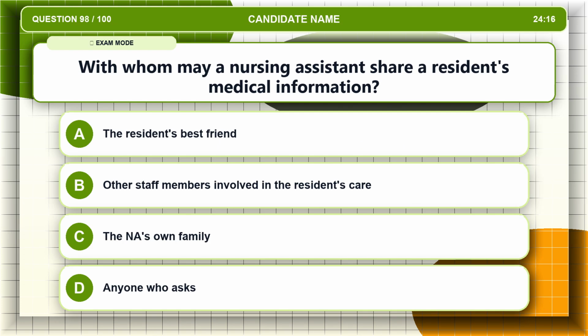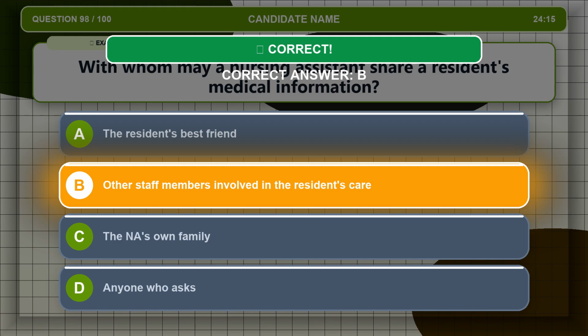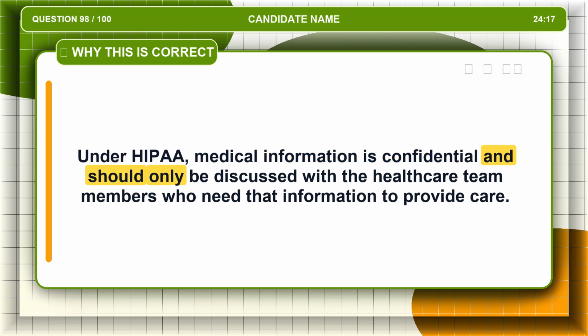Question 98. With whom may a nursing assistant share a resident's medical information? Option A, the resident's best friend. Option B, other staff members involved in the resident's care. Option C, the NA's own family. Option D, anyone who asks. The correct answer is option B, other staff members involved in the resident's care. Under HIPAA, medical information is confidential and should only be discussed with the healthcare team members who need that information to provide care.